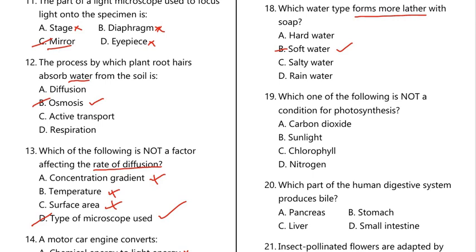19. Which one of the following is not a condition for photosynthesis? For photosynthesis to take place, carbon dioxide must be present. Sunlight must be present. Chlorophyll must be present. Nitrogen is not a condition necessary for photosynthesis. We don't require nitrogen for photosynthesis to take place.